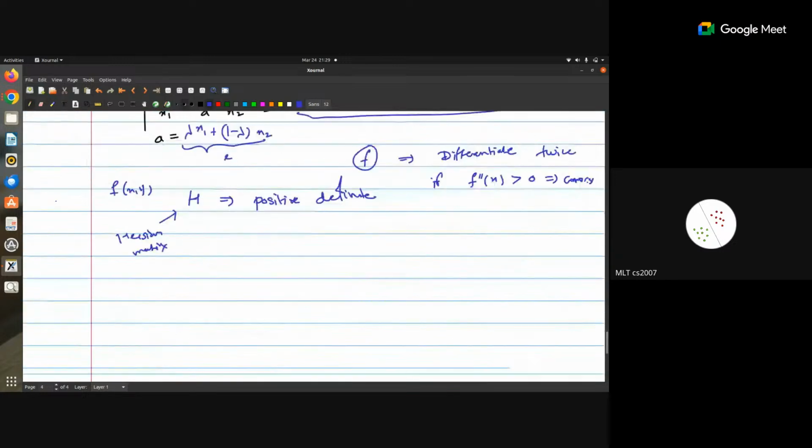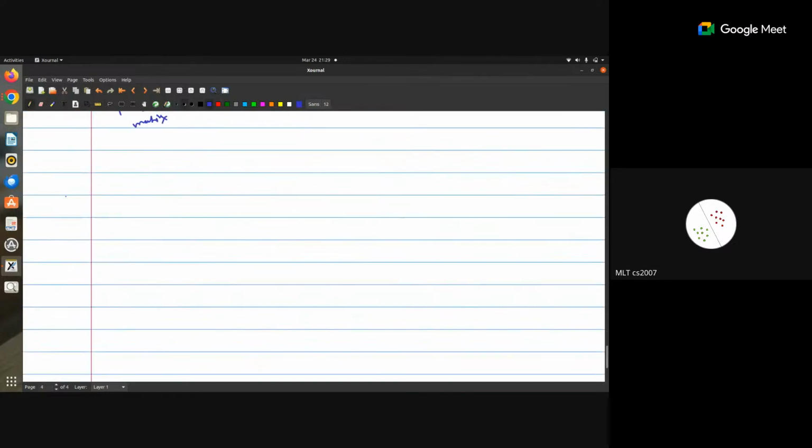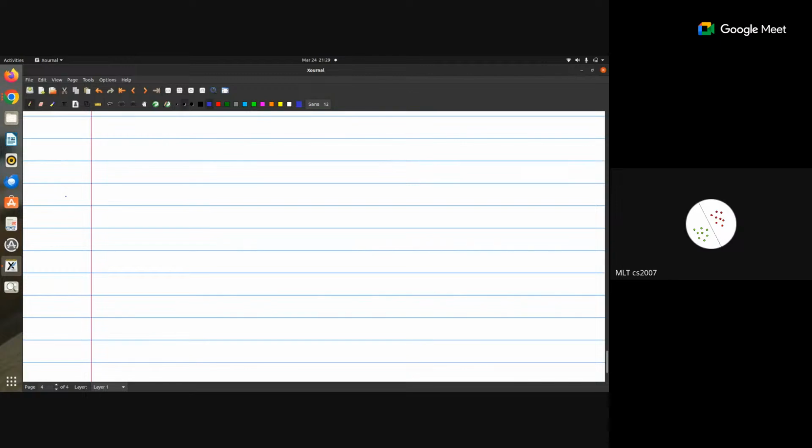Okay, this is called the duality formulation. Why this is useful, we'll see. But before that, we'll try to solve it for our case. So what is our case here?